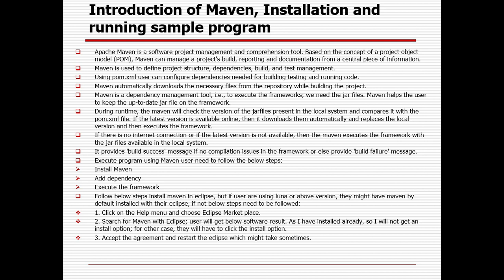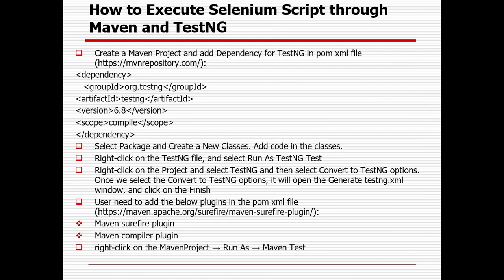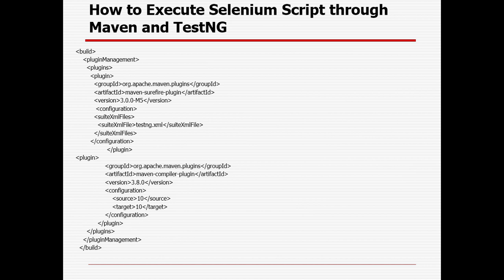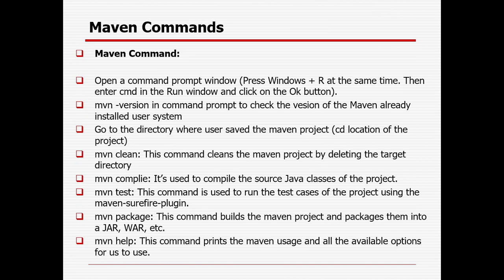So first you need to install Maven in Eclipse. Once it is installed, you can create any Maven project, and after that you can create some Java class or TestNG class. You can convert them into a testng.xml file, and based on the Surefire plugin or the compiler plugin added, you can test, compile and run from the pom.xml file, as well as install Maven. You can add the Maven home and the path variable. After that you can go to the command prompt and, with the help of mvn test, mvn clean, mvn compile, mvn package, mvn help, mvn version, you can check all the different commands in Maven.